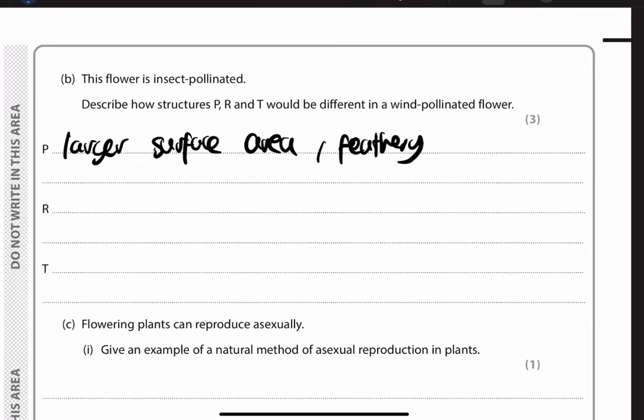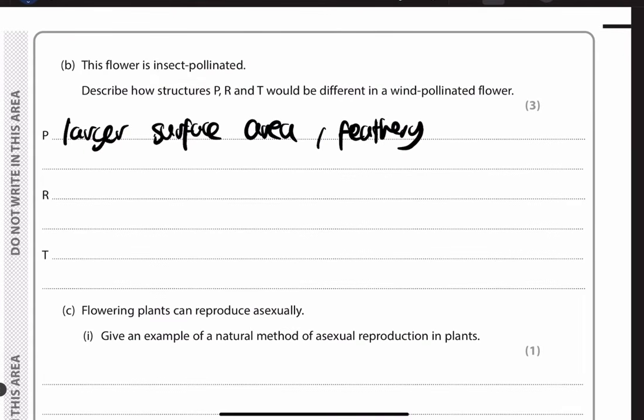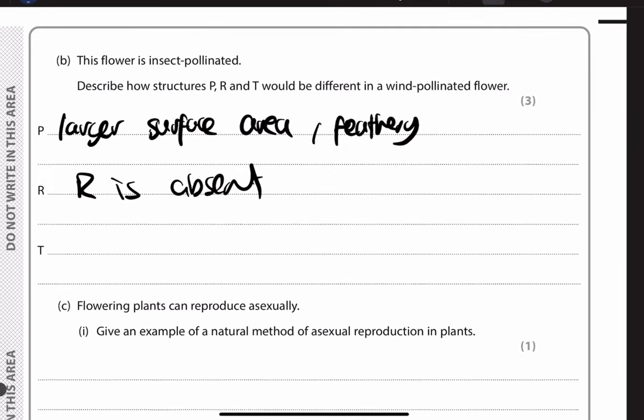Now for R, which was the petal, right? Petals in wind pollinated plants are quite redundant because in insect pollinated plants, petals have the major purpose of attracting pollinators. And attracting pollinators is not important for wind pollinated plants because they're pollinated by the wind. So usually in wind pollinated plants, R is absent, right? We don't see petals, or we have petals that are small. They're not very visually attractive. They're often green, like the rest of the plant.